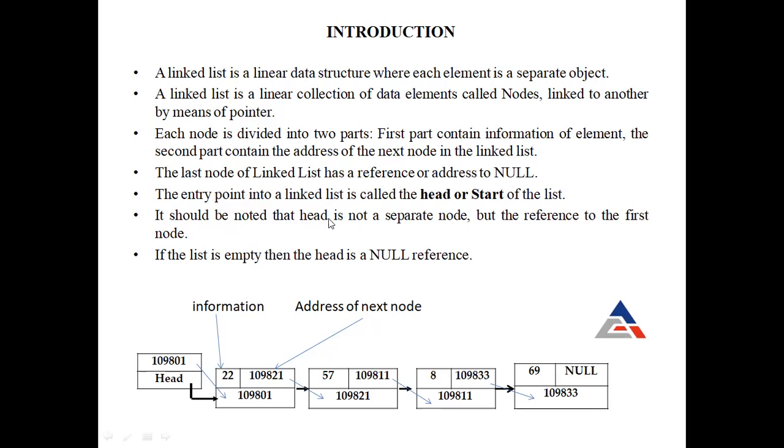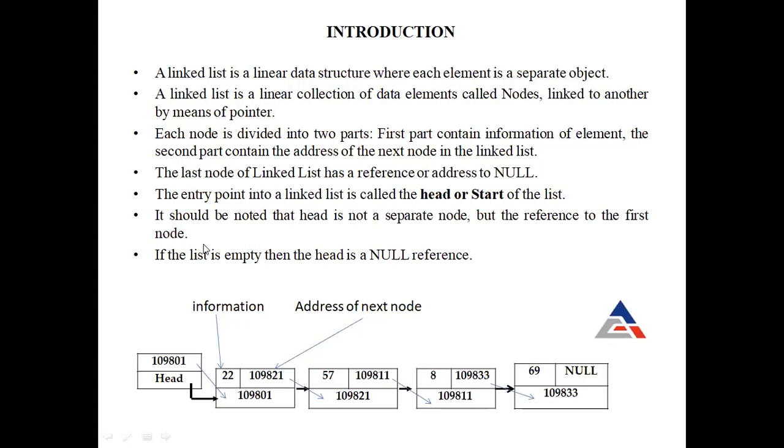It should be noted that head is not a separate node, but a reference to the first node. So what is head? Head is basically an address that specifies where the linked list starts. So the head specifies the address. That address shows that the node at location 109801 is the first node of the linked list. If the list is empty, then head is null. So if there's nothing in the linked list, the head will have the value null.